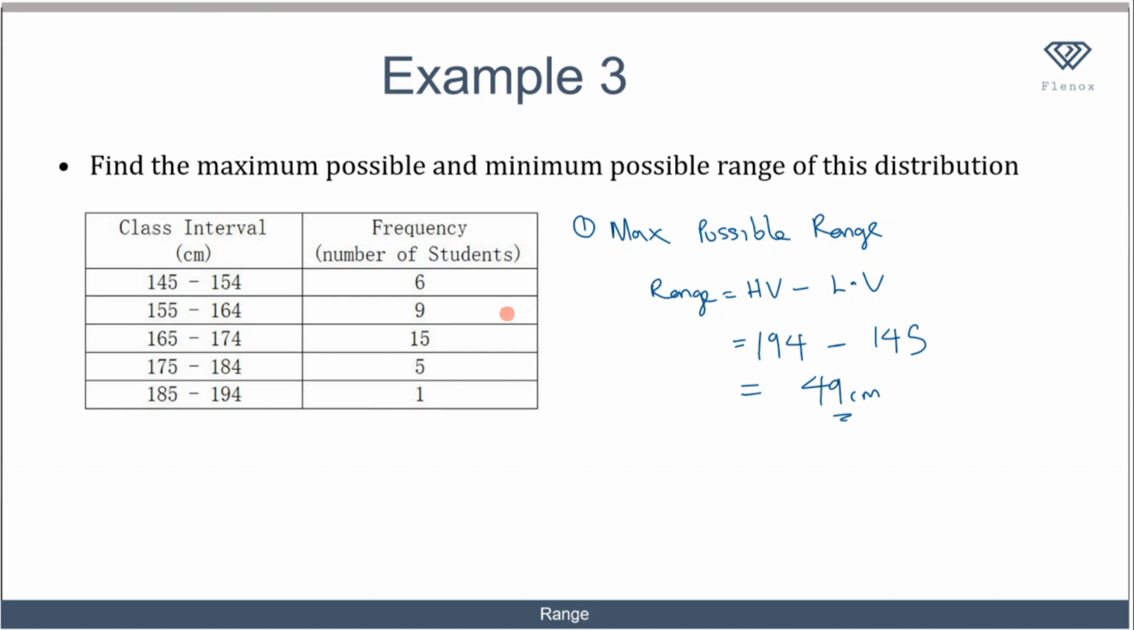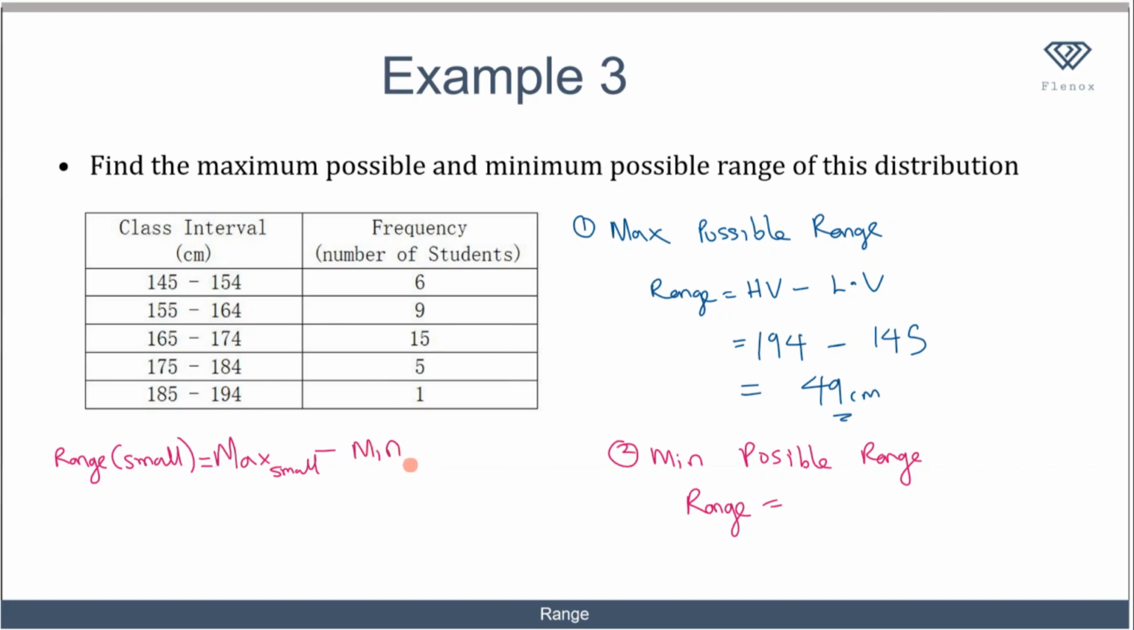Now let's take a look at the second part, where we are told to find the minimum possible range. What do we mean by the minimum possible range? The minimum possible range means the lowest value that our range can attain. And when is that possible? For the difference between the highest and the lowest value to be smallest, that is, for the range to be the minimum, the maximum value must be small, while the minimum value must be very large.